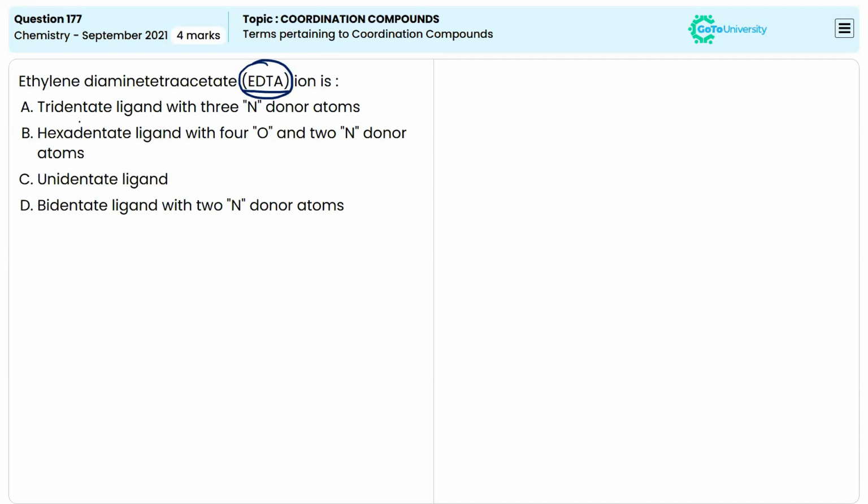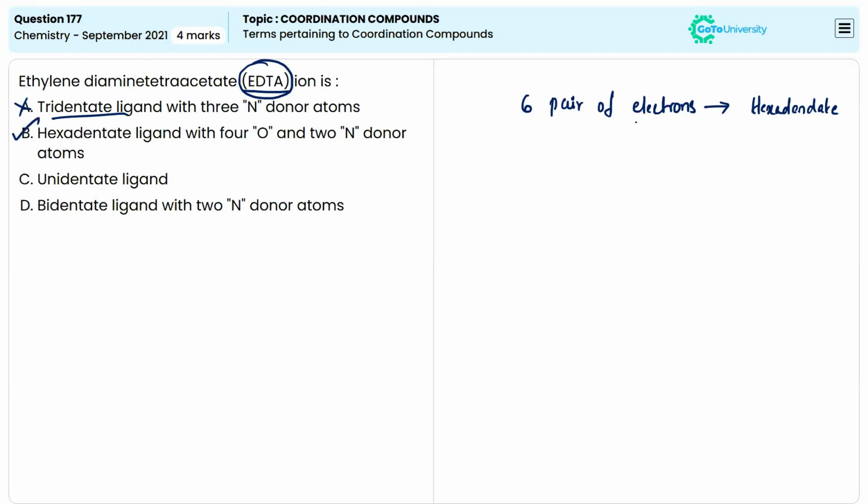The first option is given as a tridentate ligand with 3 nitrogen donor atoms. This is not the correct answer because EDTA is not a tridentate ligand, because it can donate 6 pairs of electrons. So they are hexadentate ligands. So A is incorrect. And the second one, hexadentate ligand with 4 oxygen and 2 nitrogen donor atoms.